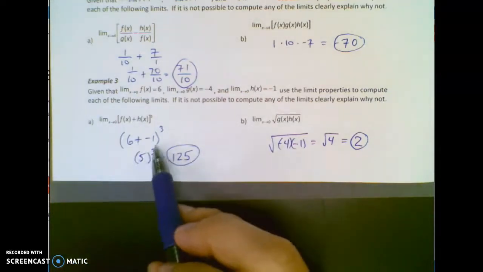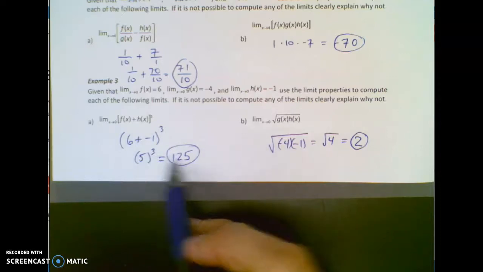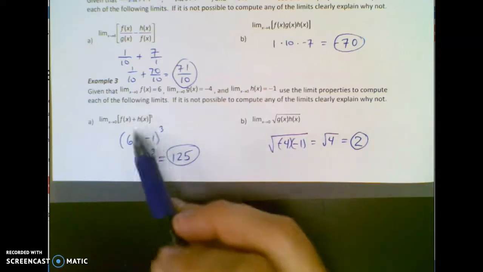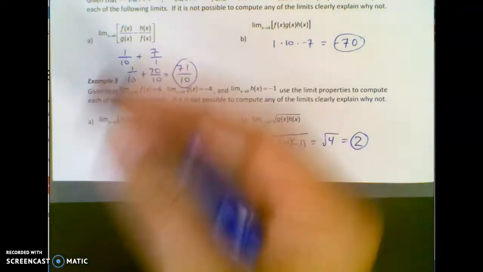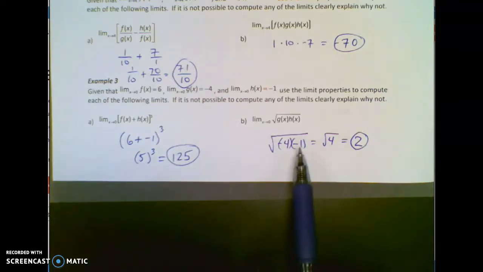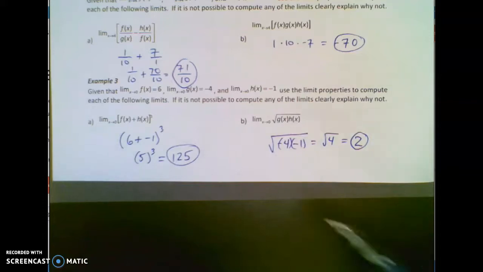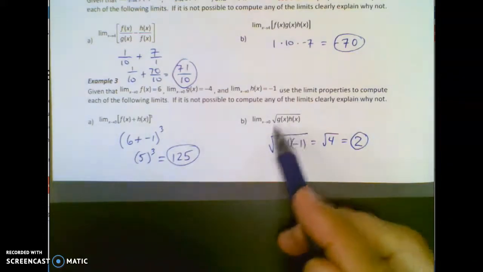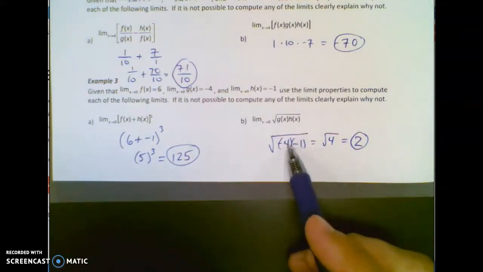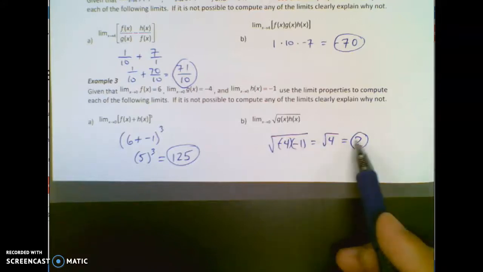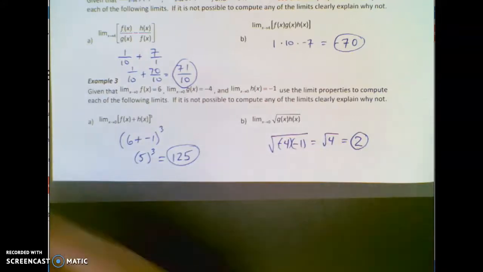So when you plug it in, just cubing 5 is 125. You do the inside first and then raise it to a power, because that's our power limit property. And then square root is also the same as 1/2 power, so it follows the same rules, meaning I can do what's inside first and make it a positive 4 and then square root it and get 2. All right, let's move to the back.